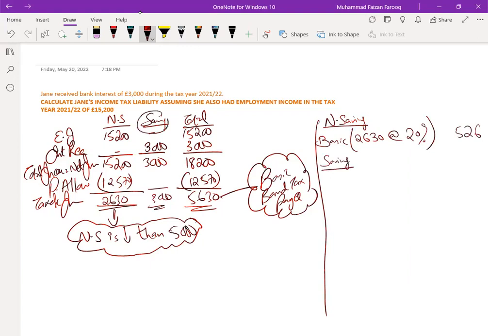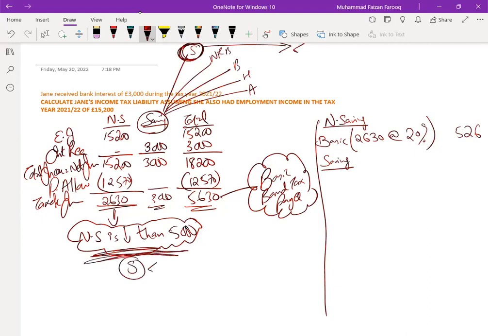Then we will have savings income. In savings we know we have five bands: start, nil rate band, basic, higher, and additional. First of all, we focus on the start band. Will the start band apply here or not? Yes, the start band will apply, because non-savings is less than 5,000. So the limit of the start band will be 5,000 minus taxable non-savings of 2,630. How much does that give me? 2,370. Very good. This is my maximum limit of the start band for savings income. 2,370 at the rate of 0% gives an answer of 0, right or wrong?